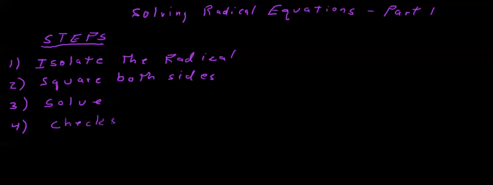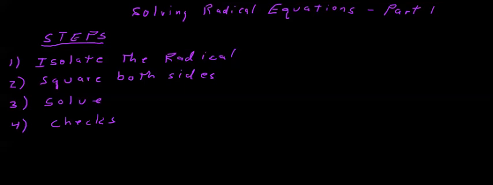Checks are an important part of solving radical equations. Sometimes our answers don't work because the actual equation we're solving is different. Once you get rid of the square root, it's a different equation. All right, let's look at our first example.